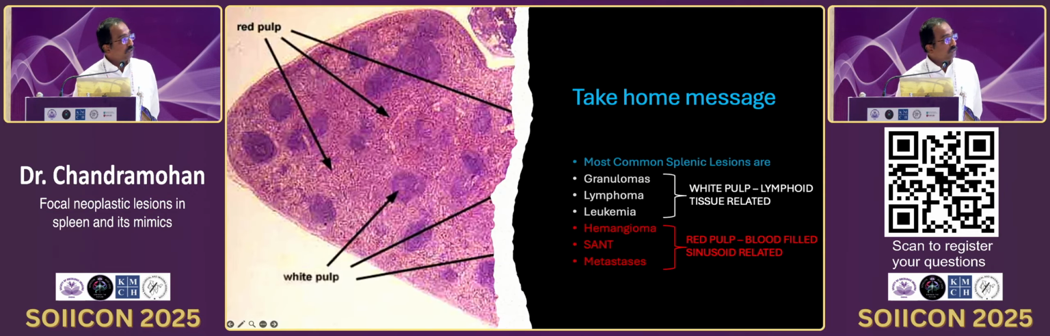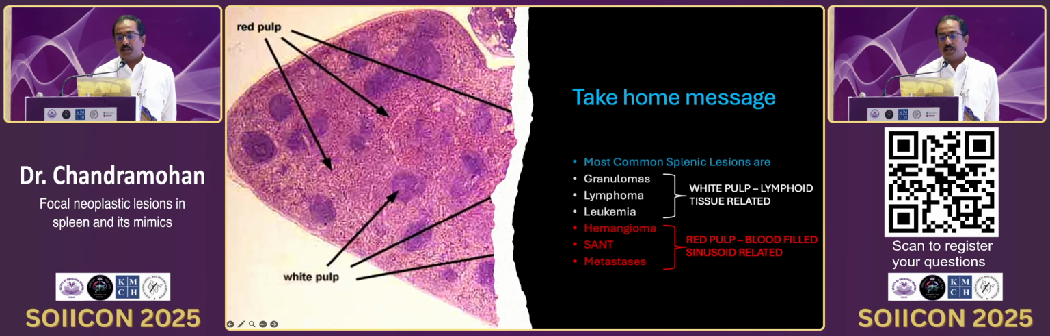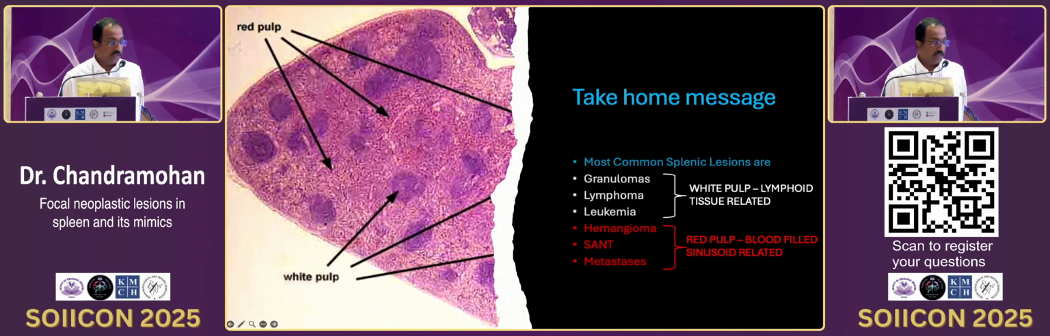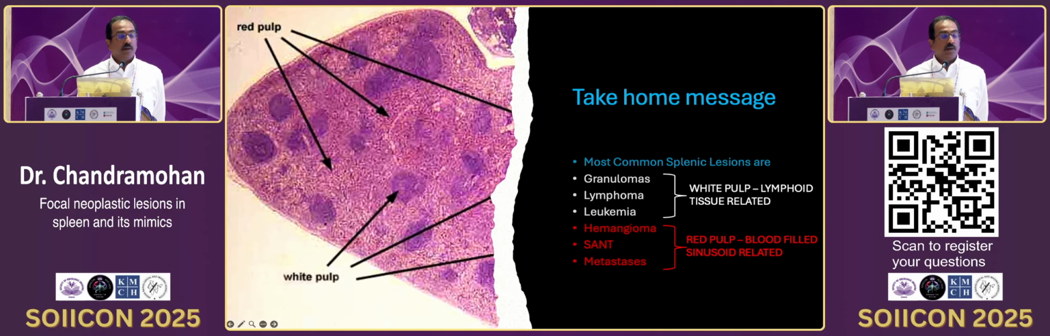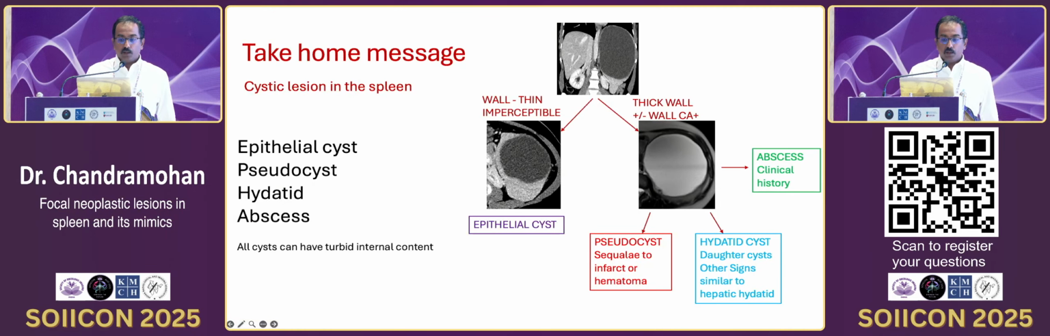Now for the take home messages. The most common splenic lesions are basically hemangiomas and lymphomas, because of the presence of sinusoids, red pulp as well as white pulp. When we see a cystic lesion, if there is a thin imperceptible wall, it is an epithelial cyst. If there is a thick wall, it can either be a pseudocyst or a hydatid cyst. For hydatid cyst, you have to look for other findings like daughter cysts and the water lily sign or sand. And if there is a clinical history of diabetes, immunocompromise, or fever, you think in terms of an abscess.